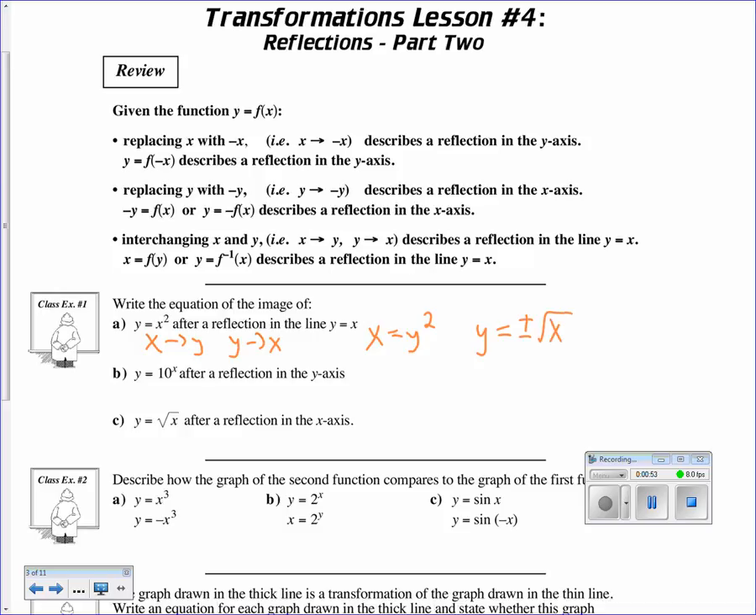Reflection in the y-axis, how do I remember that? Because I'm reflecting in the y-axis, I know that it's the opposite variable that gets flipped. X has to become minus x. And that's all I have to do in this statement. Y is going to become 10 to the minus x, and I'm done. A reflection in the x-axis means take the opposite. It means my y is going to become minus y. So minus y is minus the square root of x. So I'm looking on the other side of that equation.